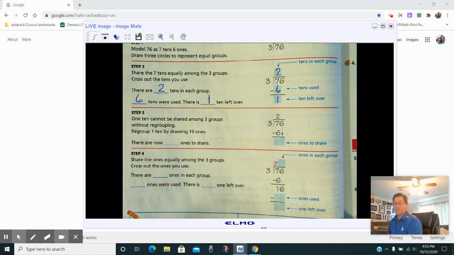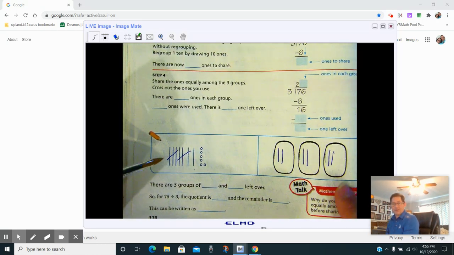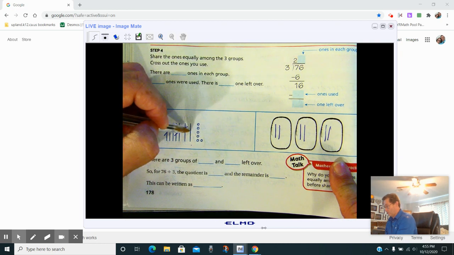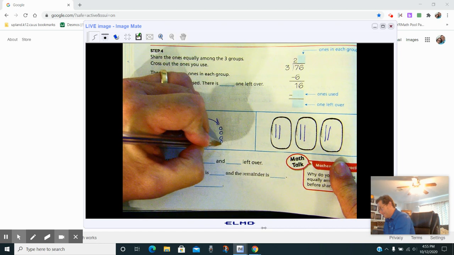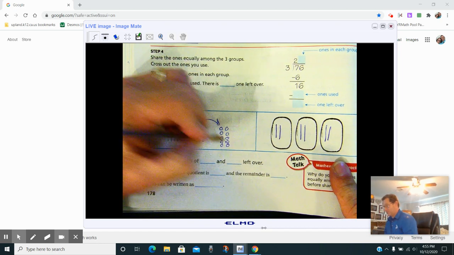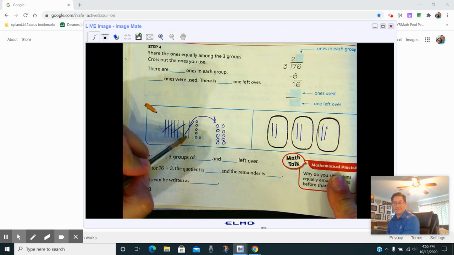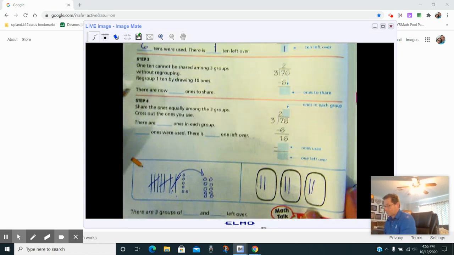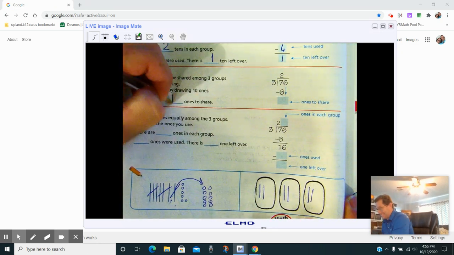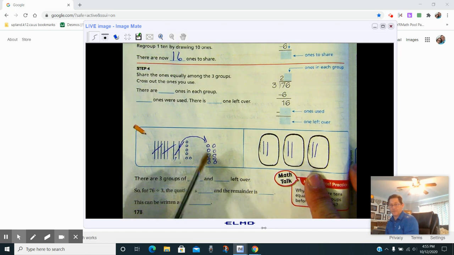So we're going to regroup the 10 by drawing 10 ones. And so you'll see that right here. So we're going to take that 10 and trade it for 10 ones. Okay, so we've traded the last 10 for 10 ones. All right, so there are now 16 ones. Okay, do we see that? There's the 10 I just regrouped plus the 6 that I started with, so 16.